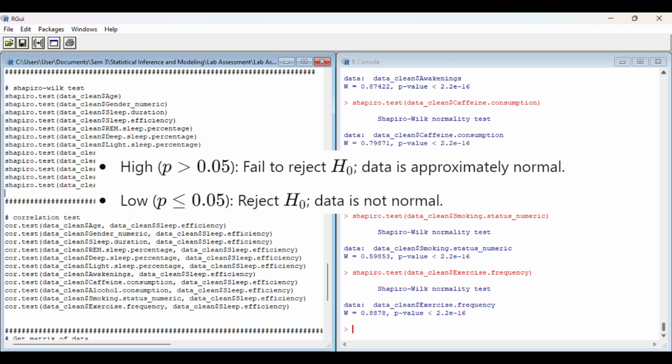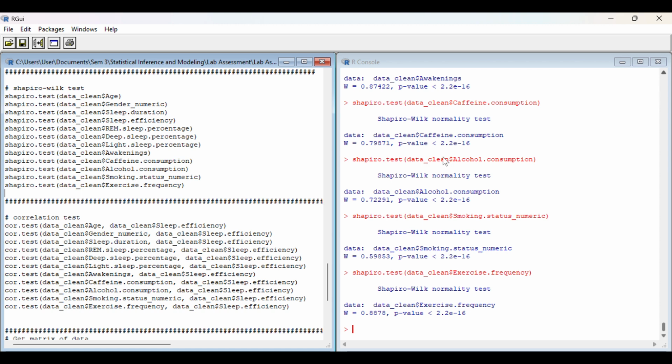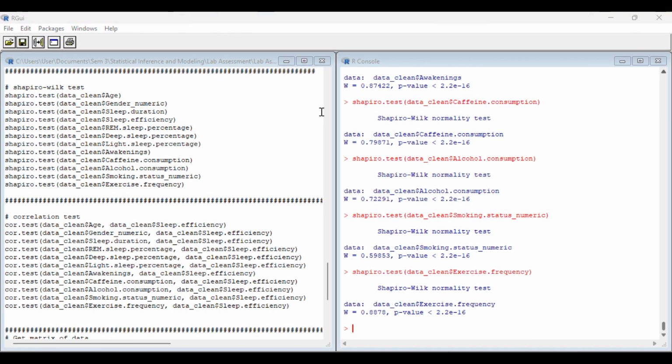If the p-value is greater than 0.05, the data is considered normally distributed. However, if the p-value is less than 0.05, the null hypothesis is rejected, indicating that the data does not follow a normal distribution. In our analysis, all variables return a p-value less than 0.05, as most of them return 2.2 exponent negative 16, suggesting that the data is not normally distributed. The result is expected as the dataset was not collected personally and likely comes from various sources.